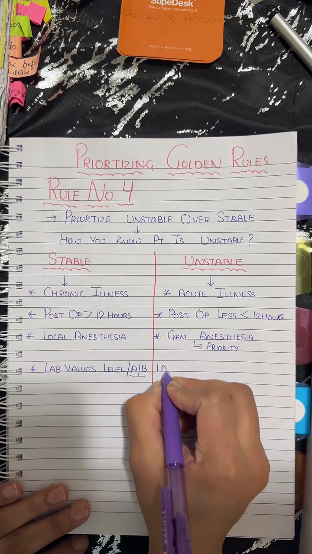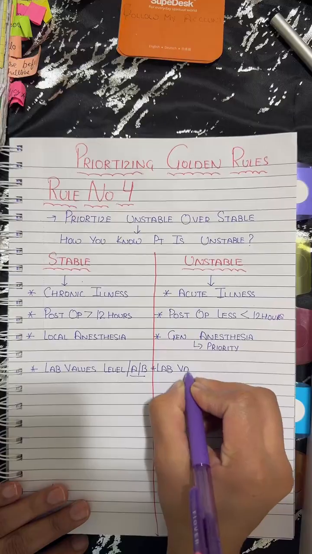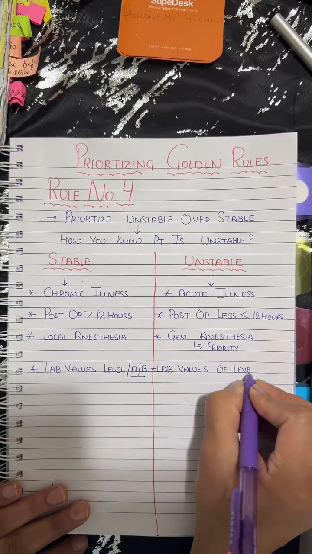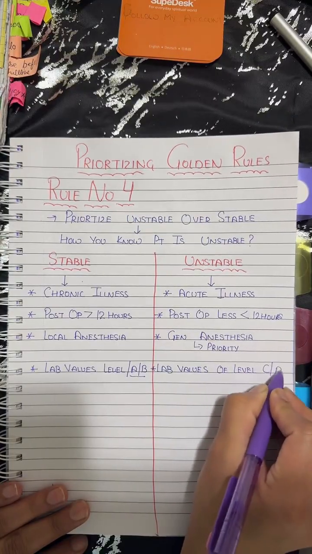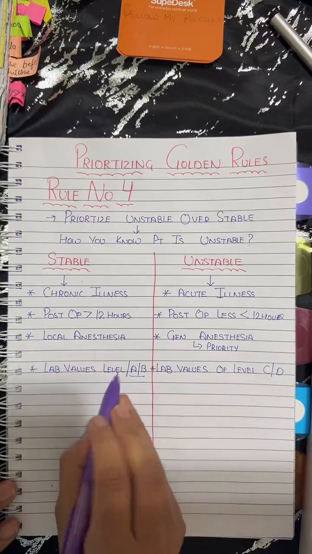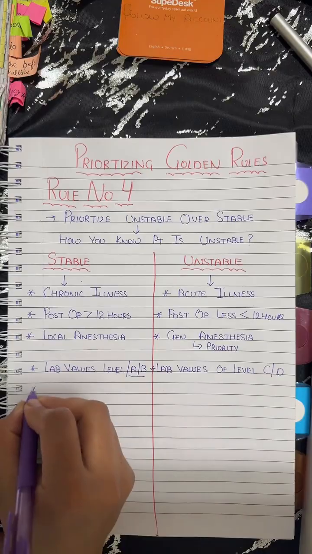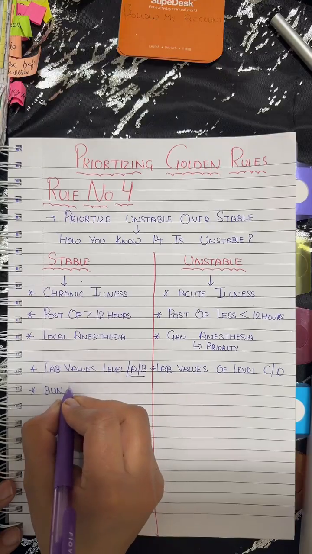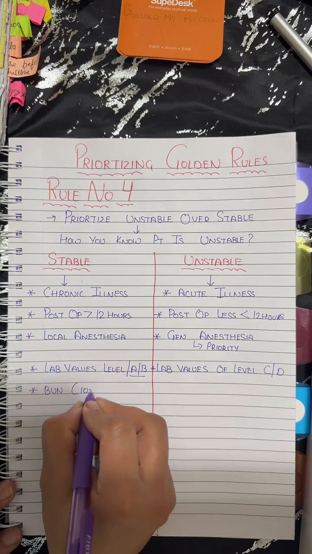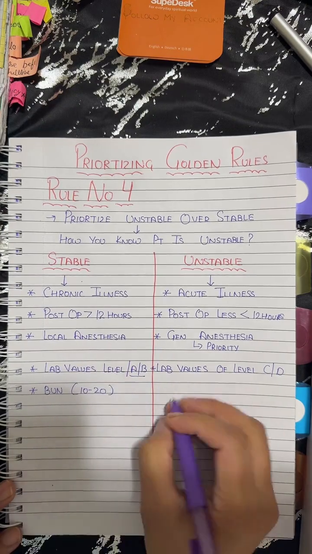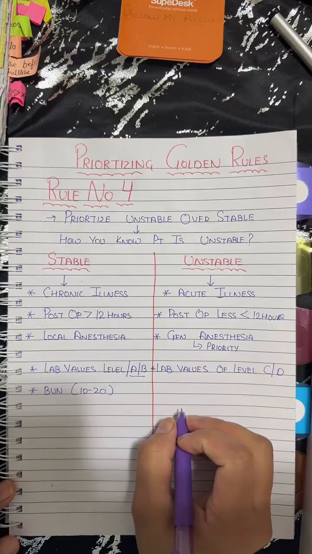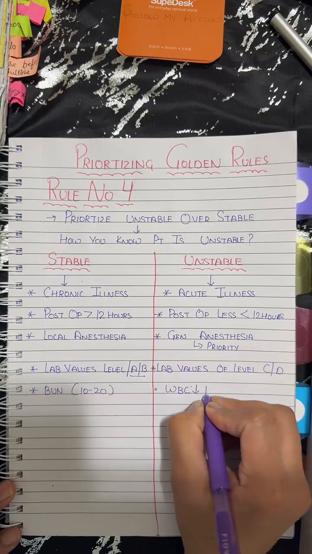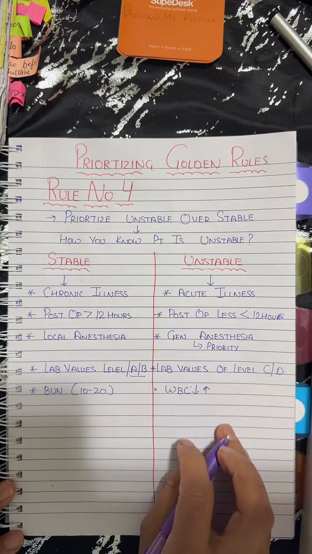Yes, so lab values of level C and D are unstable patients. We will discuss both tomorrow. And then blood urea nitrogen 10 to 20 is a stable patient. WBCs increased or decreased are unstable patients.